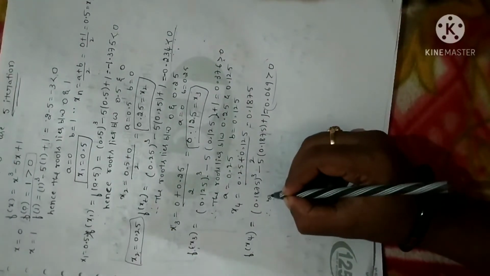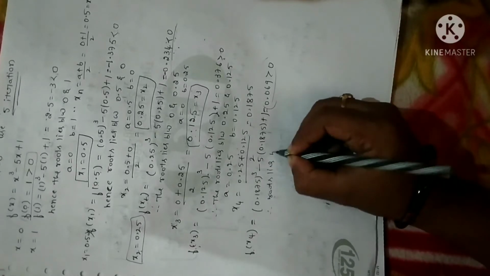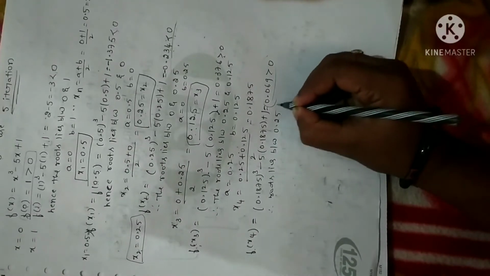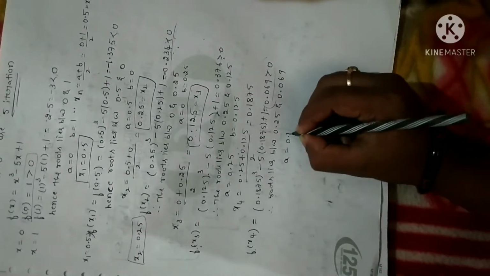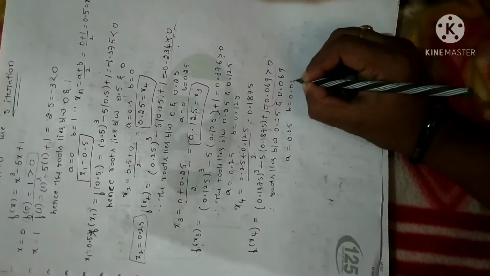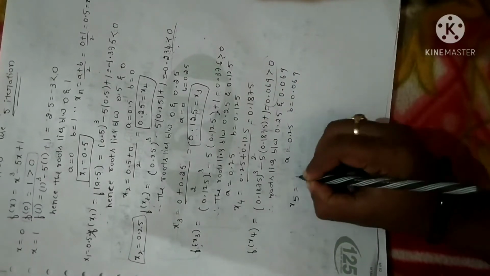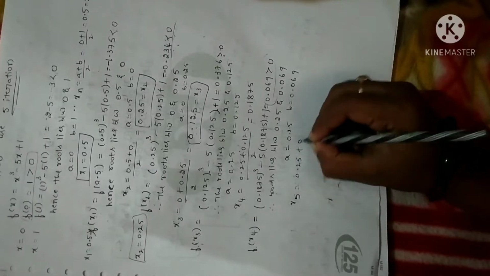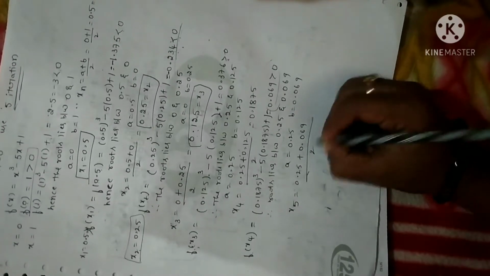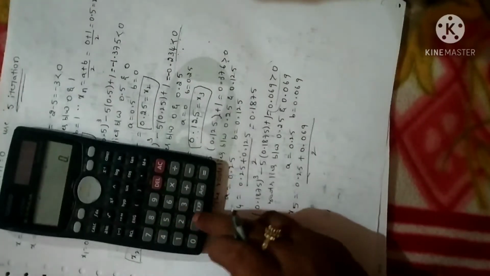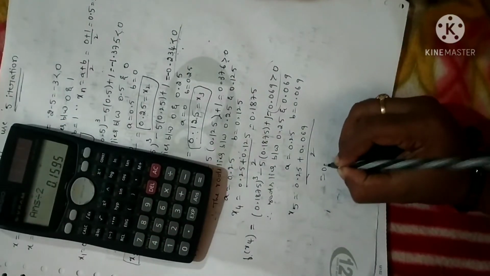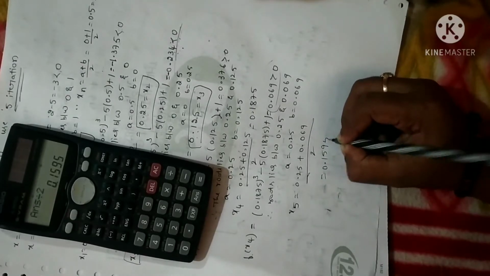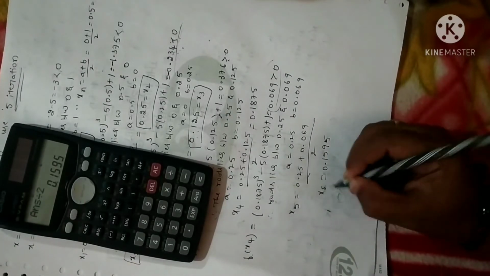So I can write roots lies between 0.25 and 0.069. Let me take first value as a and second value as b. Now x5 will be 0.25 plus 0.069 divided by 2. 0.25 plus 0.069 divided by 2 will give us 0.1595. This is the value of x5.